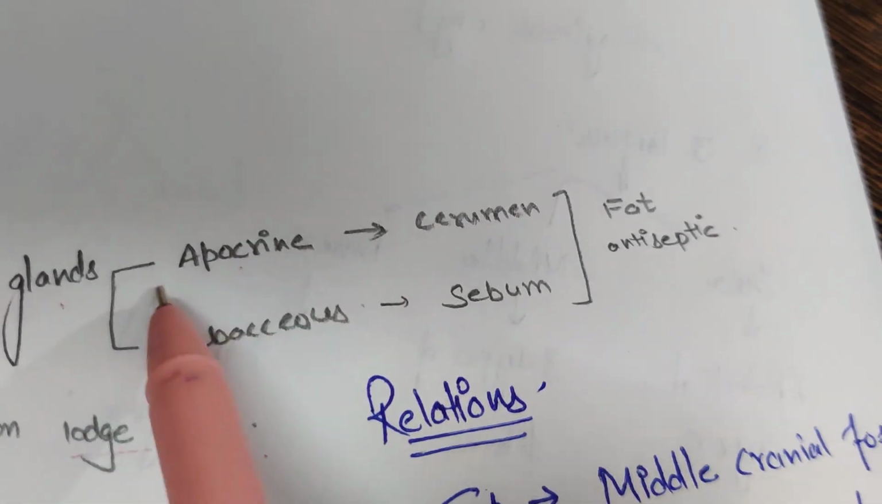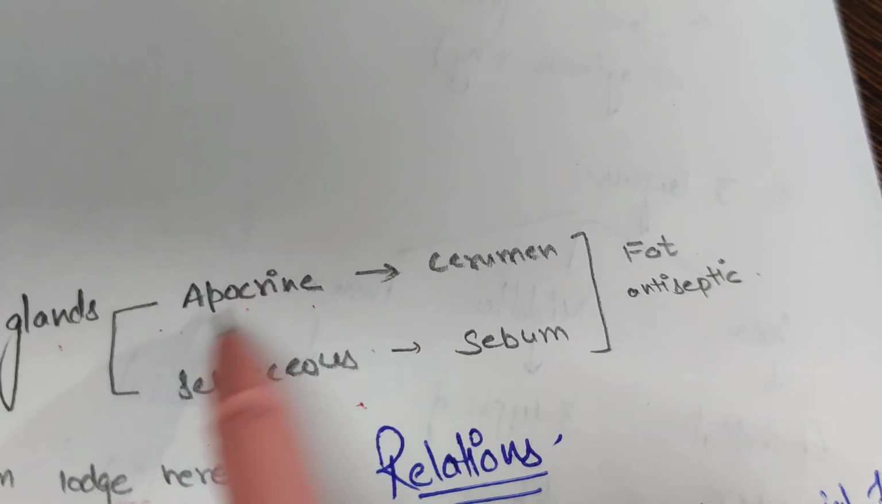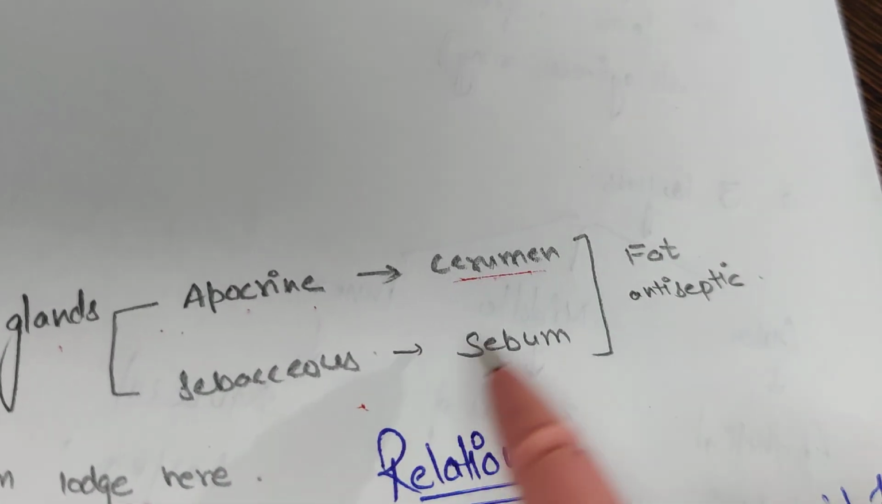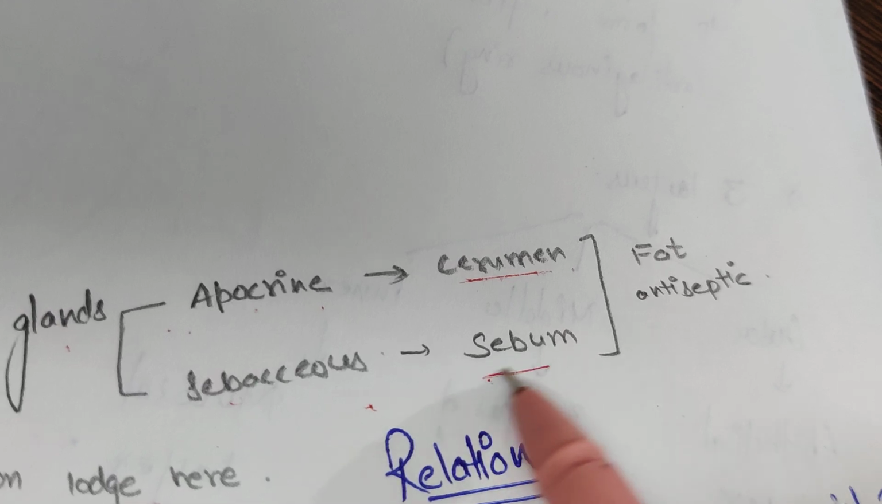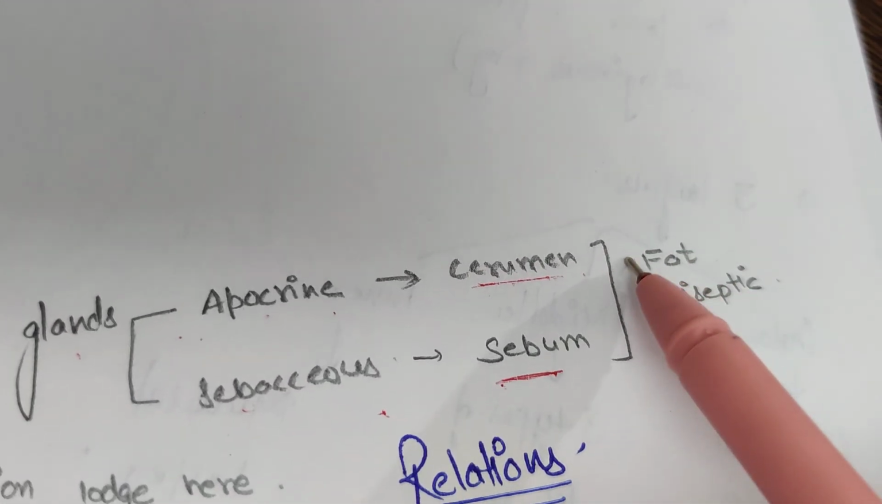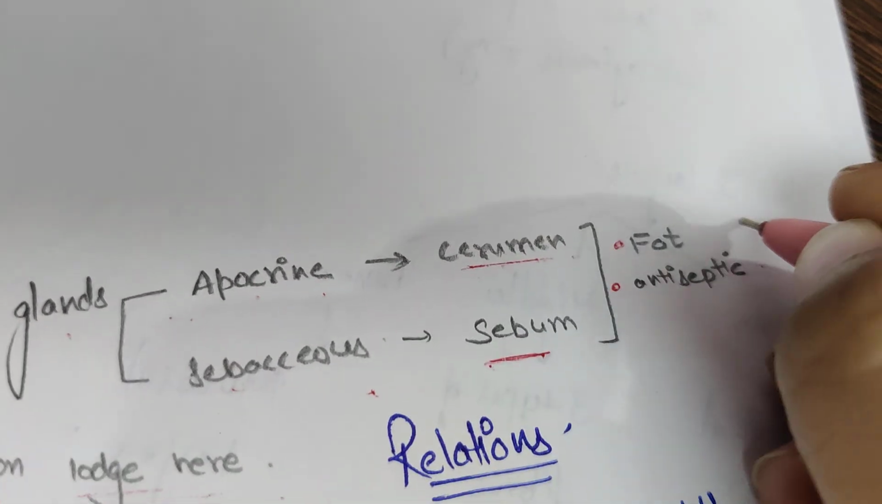Next is glands. We have two types of glands: apocrine and sebaceous glands. Apocrine glands secrete cerumen, and sebaceous glands secrete sebum, which ultimately constitute wax.